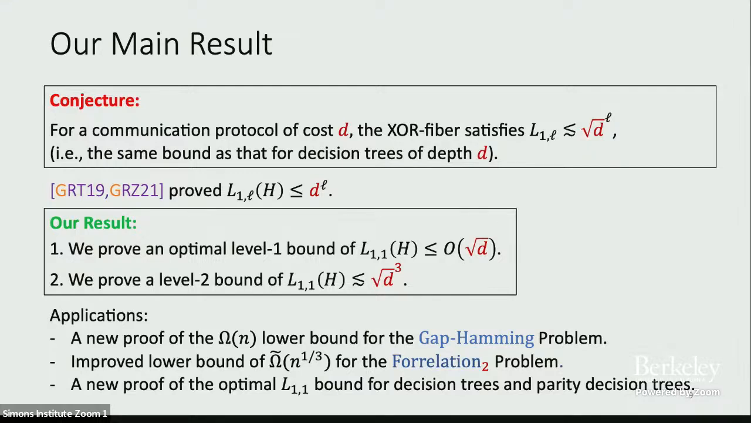So any questions about our results? Yeah, higher than level 2. We think we can save a square root d factor for higher levels. I think the main focus should be to improve the level 2 bound to the optimal thing, because even if you generalize it to higher levels, you'll just save a factor of square root d.